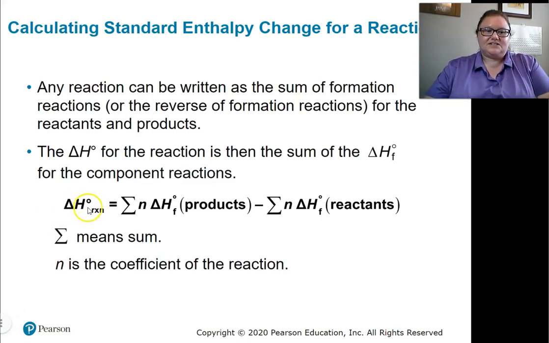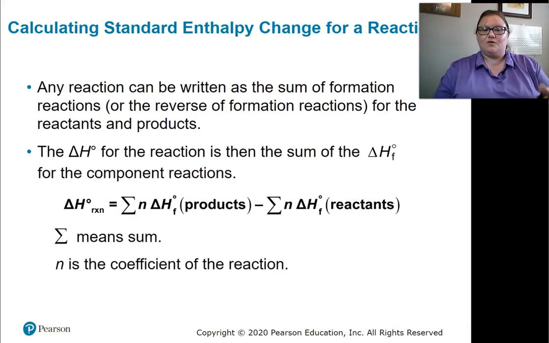We have delta H naught, or delta H standard, for the reaction. This is a Greek sigma symbol, and that means to add up the sum. The n here is going to mean the coefficient for whatever side of the equation we're on. In this case, we're always going to have products minus reactants, just like when we did the earlier calculations in this chapter, we had final before initial.